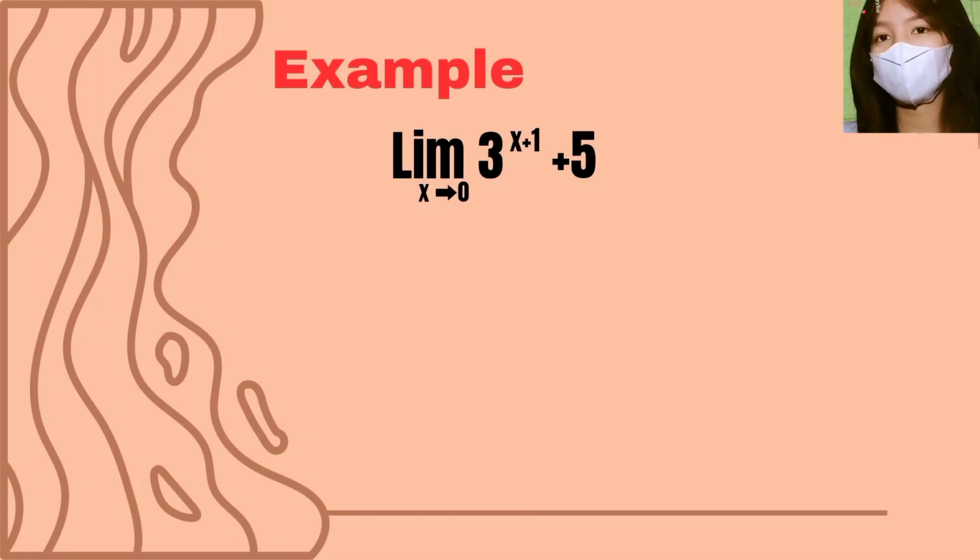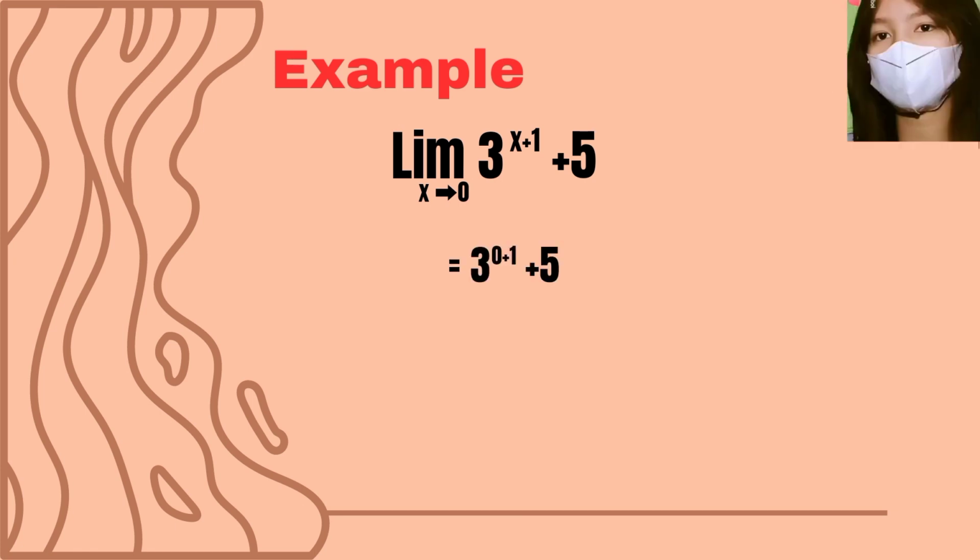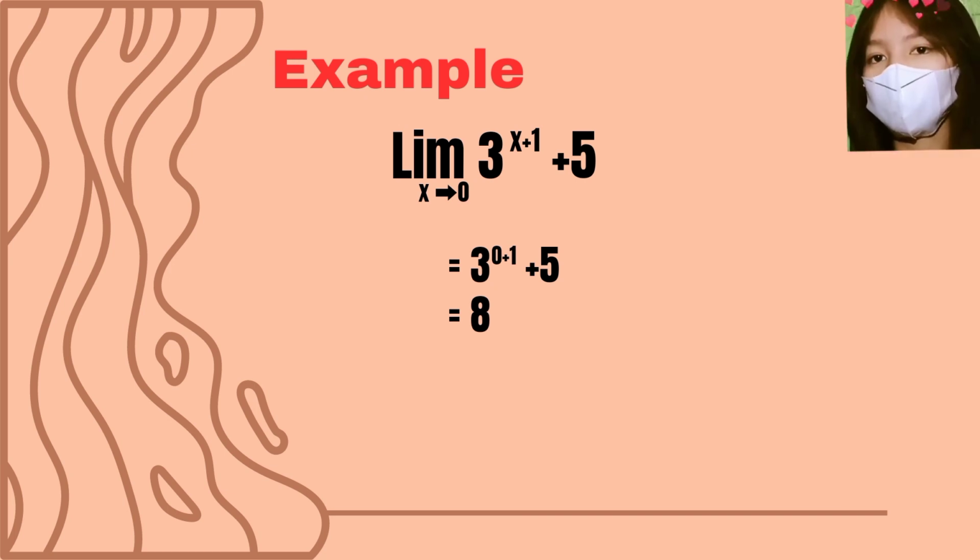Example number 2. Limit of 3 raised to the power of x plus 1, to be added with 5, as x approaches 0. So first, let's substitute x with 0. So we came up with 3 raised to the power of 0 plus 1, which is just 3. Then we add 5, which gives us our final answer, 8. So the limit of 3 raised to the power of x plus 1, added with 5, as x approaches 0 is equal to 8.